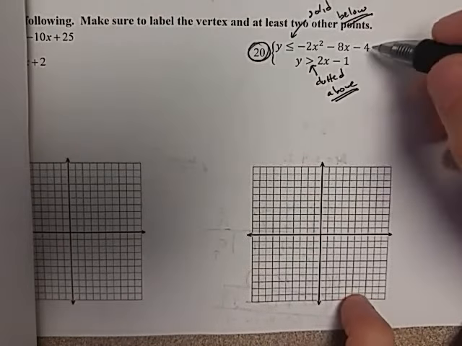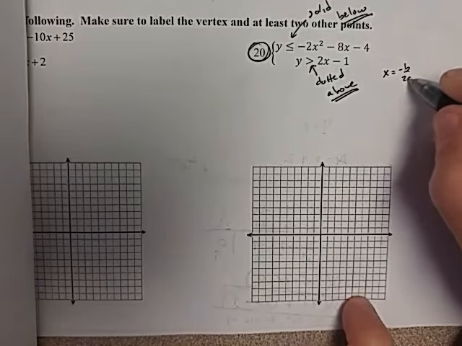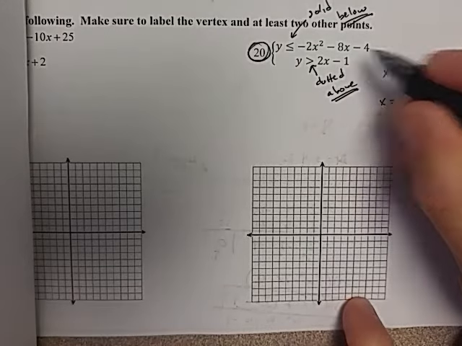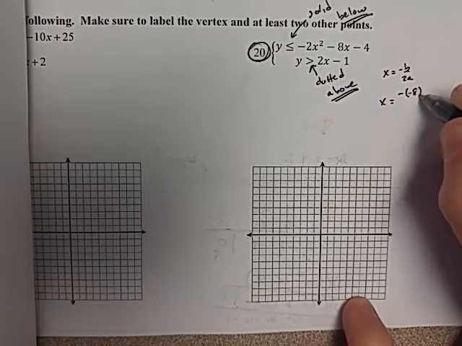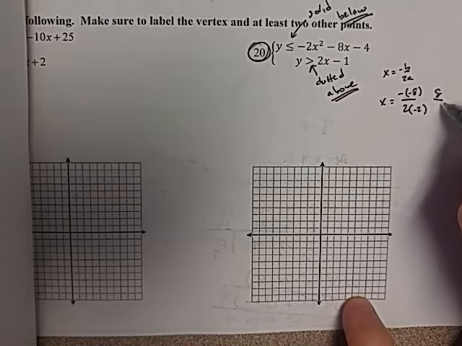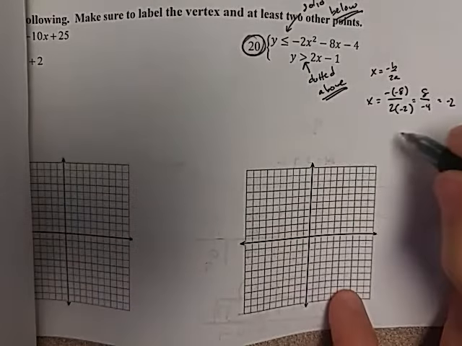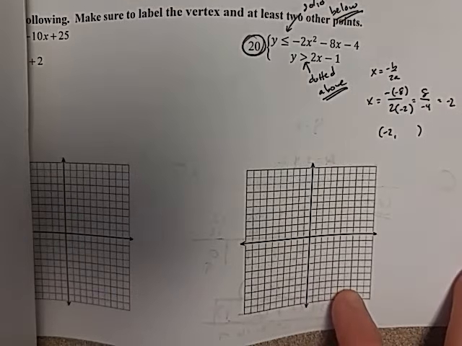Okay, so let's look at the quadratic first. Remember, this is in standard form, so we're going to use negative b over 2a. My b value here is negative 8, so it's negative 8 over 2 times negative 2. So it's 8 over negative 4, which is negative 2. So the x-coordinate of my vertex is going to be negative 2.